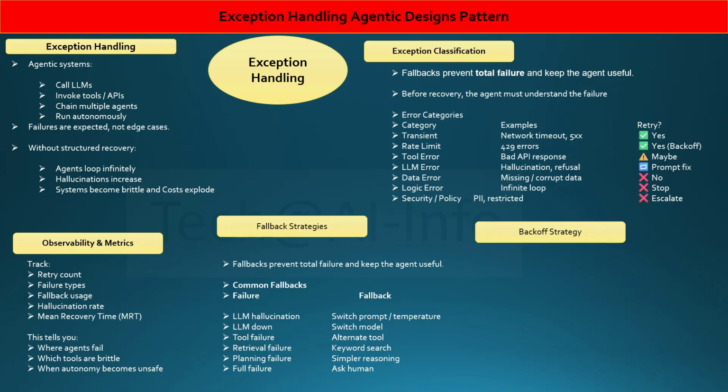Next is backoff strategies. Backoff is only for recovering from errors. Backoff is not a generic retry mechanism. It is a control mechanism that protects external systems, the agent itself, your costs, and reliability. And why is backoff essential?